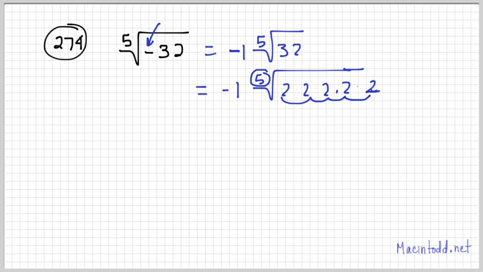The answer is 2. And when it comes out, it multiplies by whatever I have out there. So negative 2 is my solution. Let's look at 275, sorry.